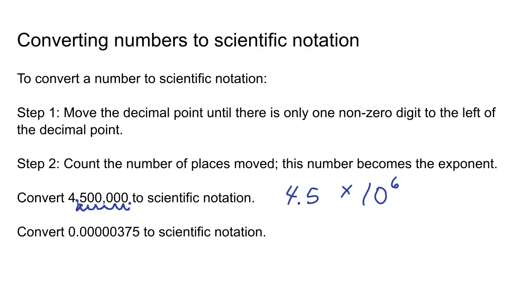which makes sense because every time you move the decimal point 1 place to the left, you're making the number 10 times smaller. So to balance that out, the base of 10 gets a positive exponent, the same number of decimal places that you moved the point to the left.